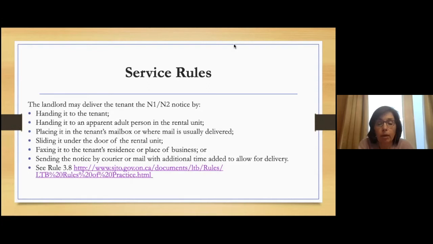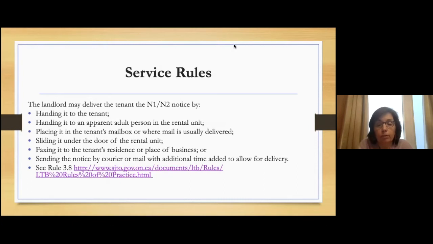in the tenant's mailbox or where mail is ordinarily delivered, sliding it under the door of the rental unit, faxing it to the tenant's residence or place of business, or sending the notice by courier or mail with additional time added for delivery. If sent by courier, you would have to add 1 day. If sending it by mail, you would add 5 days.